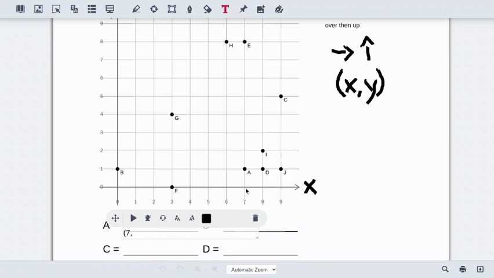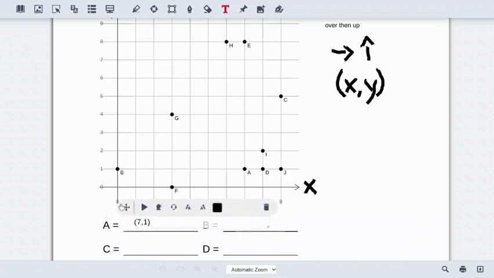And how many lines up do I go? Well, from the 0 line, I'm going to count up 1. So I go up 1 and I double check over here on the y-axis, and that's it. Okay. Super easy, super straightforward, I hope. A bracket, 7, because we went over 7, and then we went up 1. That's how you do it.